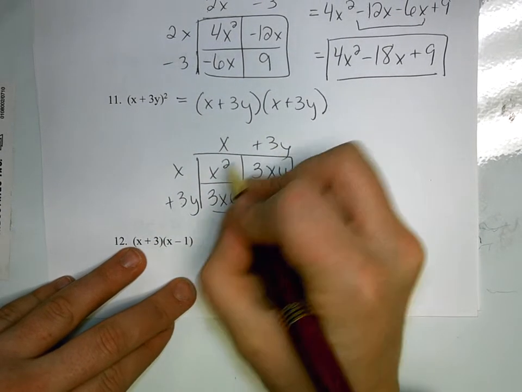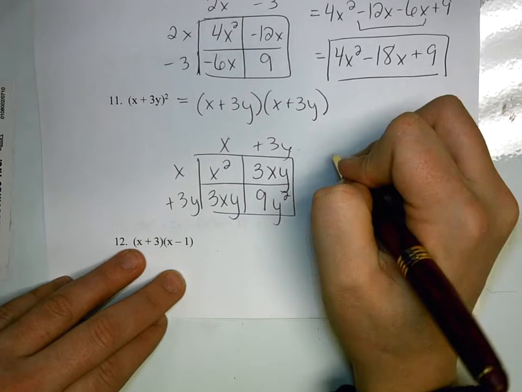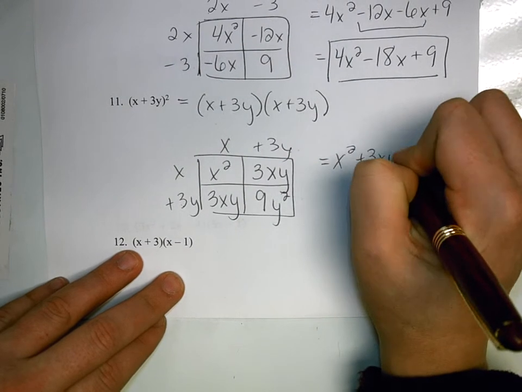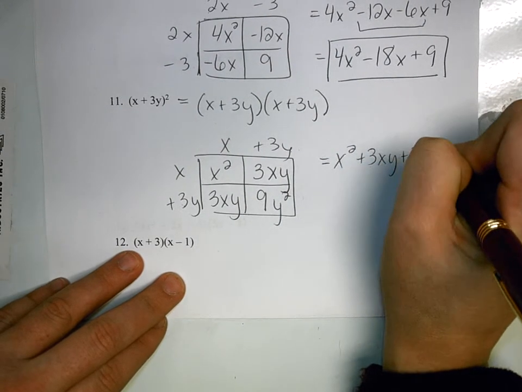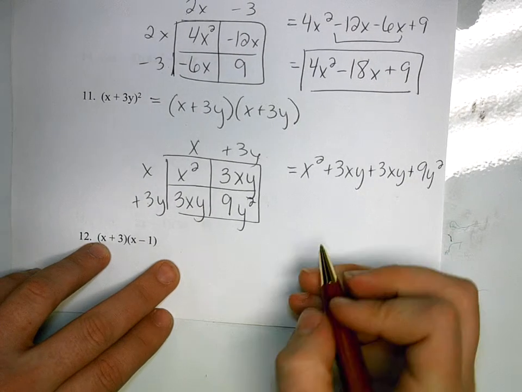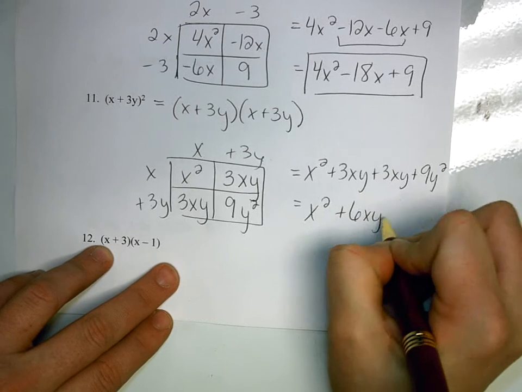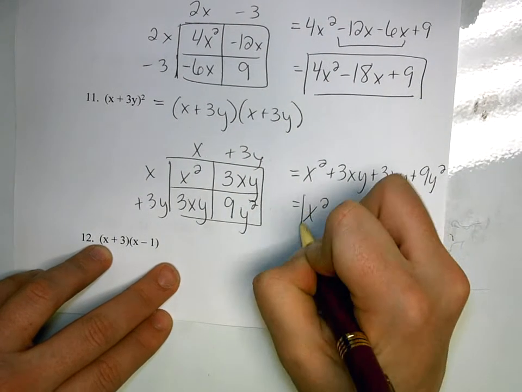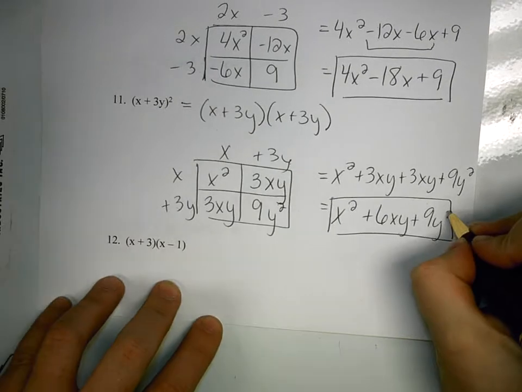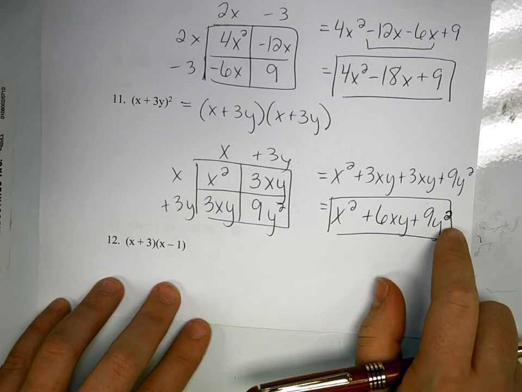Well, 3 times 3 is 9, and y times y gives me y squared. So I got 9y squared. If I write all these out, I have x squared plus 3xy plus 3xy plus 9y squared. That gives me x squared plus 6xy plus 9y squared. And that is my final answer. Make sure you have that squared or you will lose credit. That y needs to be squared.